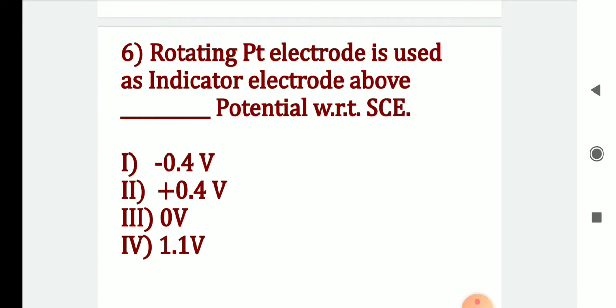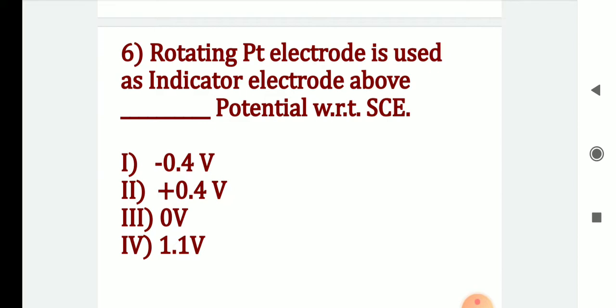Rotating platinum electrode is used as an indicator electrode above dash potential with respect to SCE. The DME is used as a... the question is, the choices are minus 0.4, plus 0.4, 0 volt and 1.1 volt.